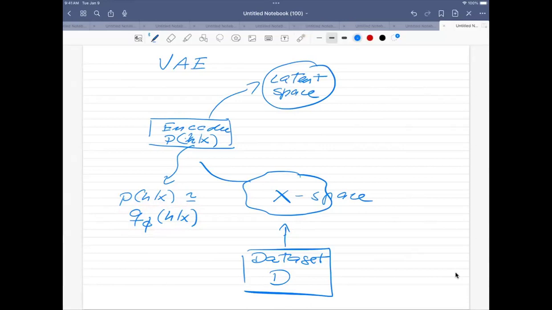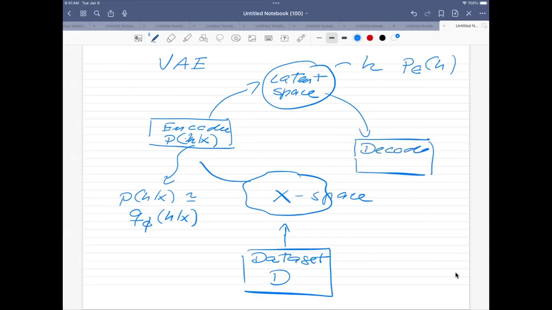And in this latent space, what we have now is a set of variables h, and they have a probability which we call the prior, p theta of h. And this is a function which is then reused as input to the decoder. And that function there produces now the final probability, which we call p theta of x given h.